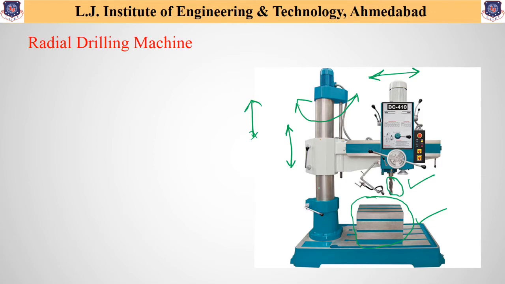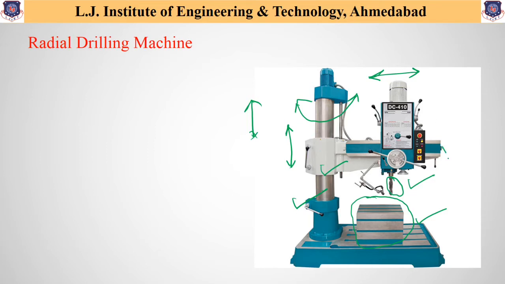So if we discuss in detail the different parts available, the first part that we have discussed is the base. It is similar to that of the sensitive drilling machine, and it is a large rectangular casting used to hold the work table at the other end. The second part is the column, which is a cylindrical casting mounted vertically at one end of the base, and it also supports the radial arm as shown over here, which may slide up and down on its face.